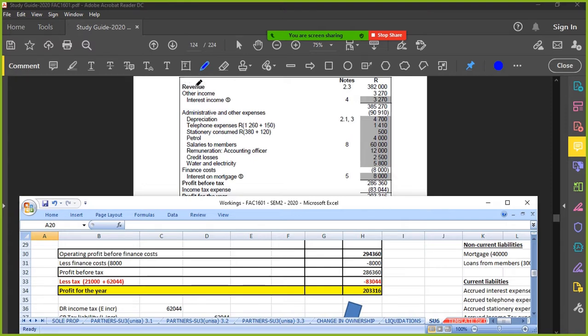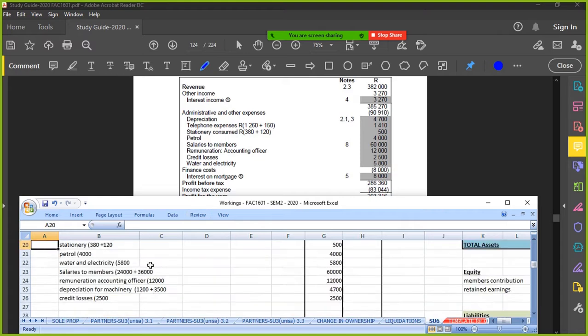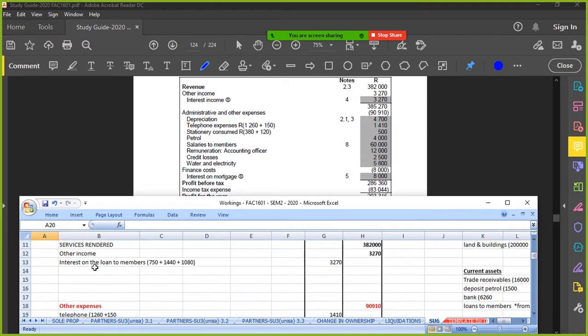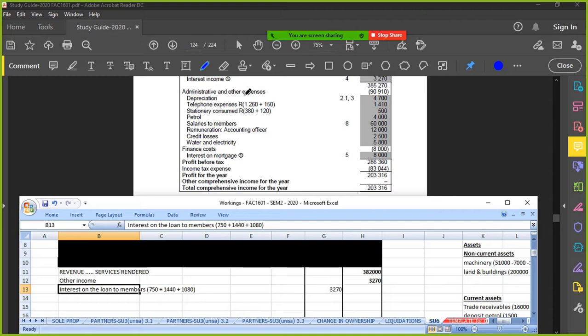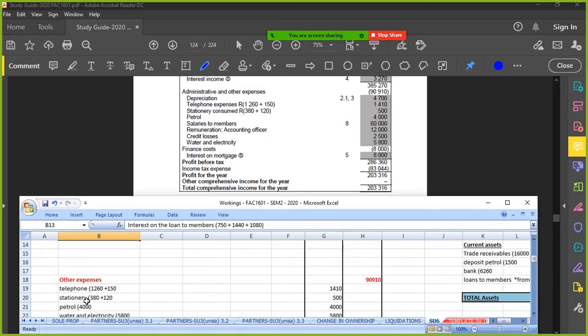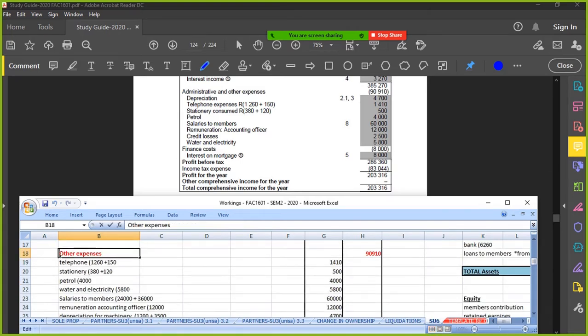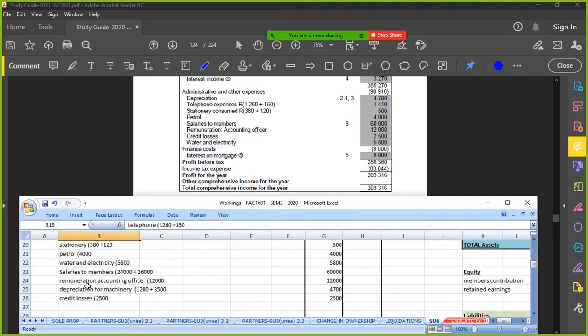Okay, so use the correct layout or format that they want. Okay, so this is their format. Use what they've got. So you would literally just take whatever I've done here and replace this with revenue instead of services rendered. Okay, other income, they've got the same things, that's fine. And then obviously admin and other expenses. Okay, that's what they've called it. I've just called it other expenses. You can just rename it admin and other expenses. I've shown all of that stuff there.